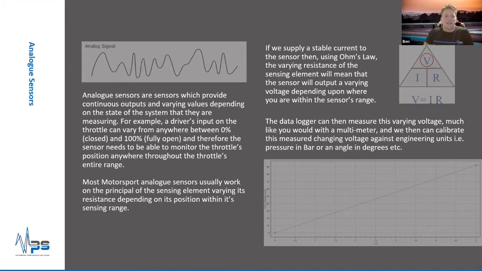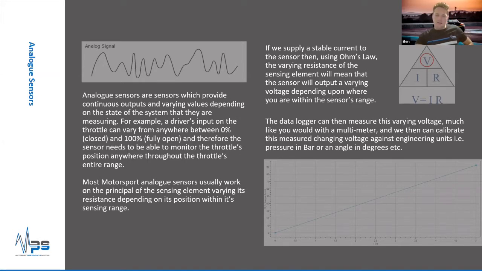There's two main types of sensor. The first sensor we'll look at is an analog sensor. So analog sensors are sensors which can track and measure a system with a varying state. So the example I use on this slide is your throttle position. The driver can go anywhere between zero closed and 100% fully open and sort of all sorts in between. So there's no on or off, there's no 1 or 0. It's a constantly changing variable.